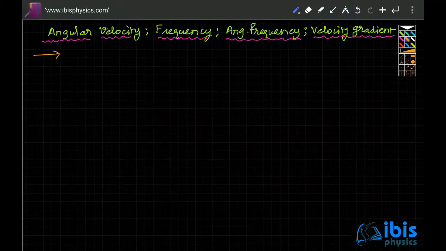In this video, we'll be writing the dimensions of, and in fact, we'll be saying that the dimensions of angular velocity, frequency, angular frequency, and velocity gradient are all having the same dimensions.